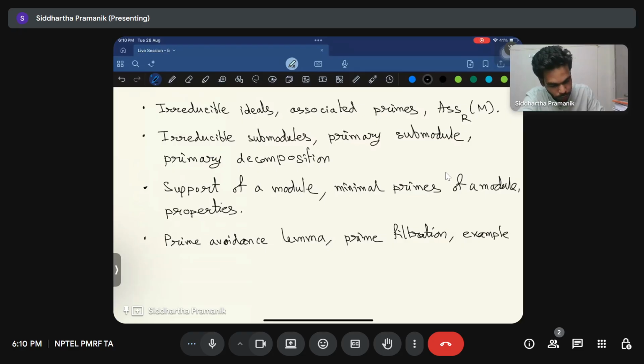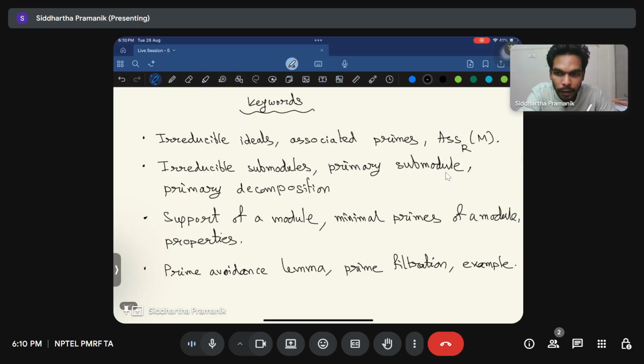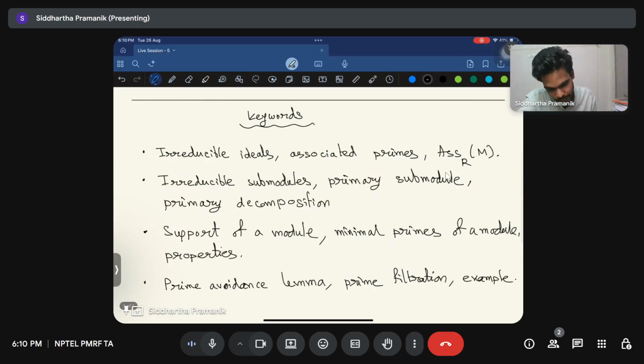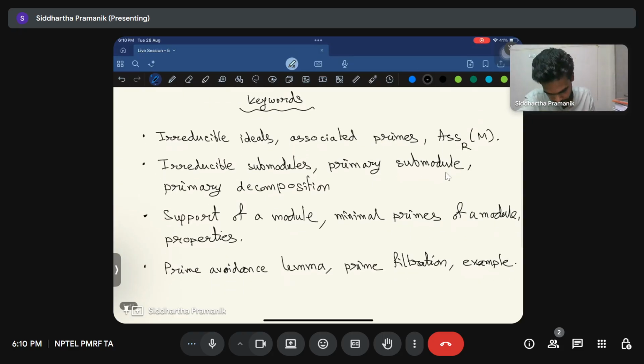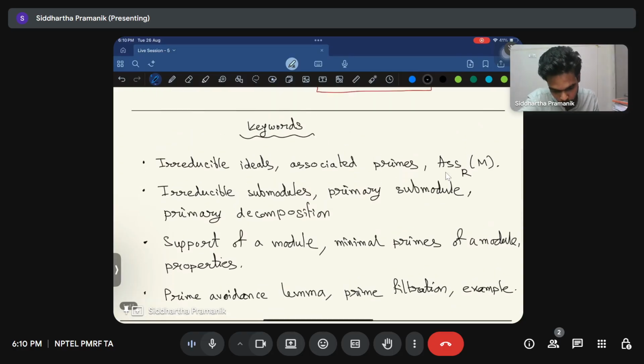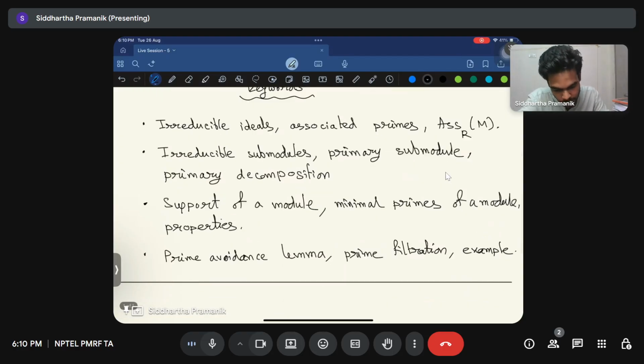So how to dig out the associated primes or minimal primes, not in all cases, but in a few cases we have seen, using the concepts which we have learned in the earlier lectures. So these are the things which we have read in this week 5. So let's try to do some problems based on these concepts.